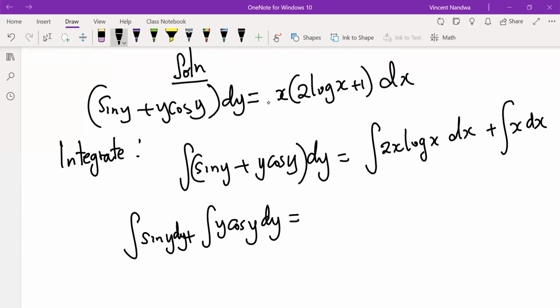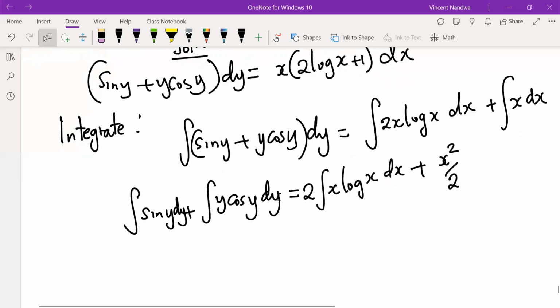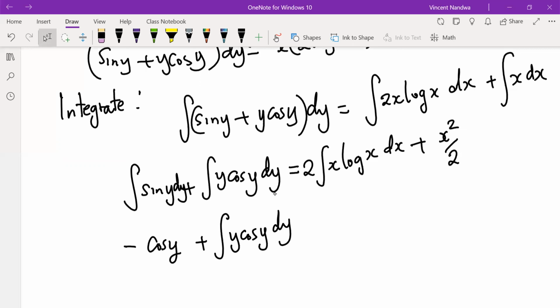equals twice integral of x log x dx plus integrating x, you get x squared over 2. So integral of sine y is negative cos y, and then plus integral of y cos y dy equals twice integral of x log x dx plus x squared over 2.